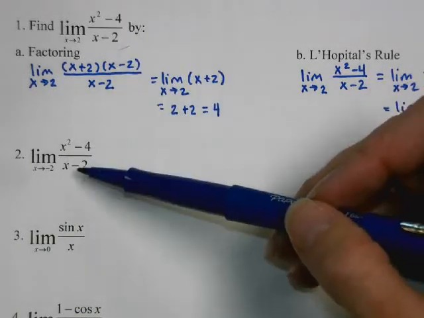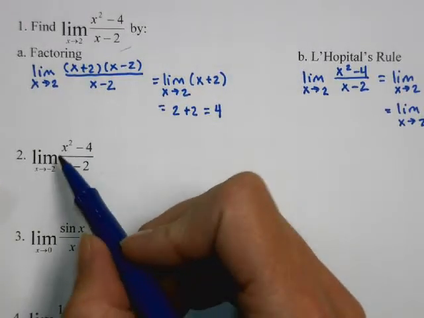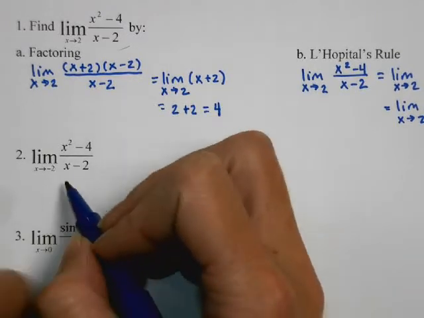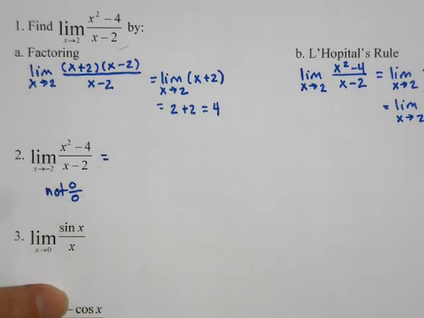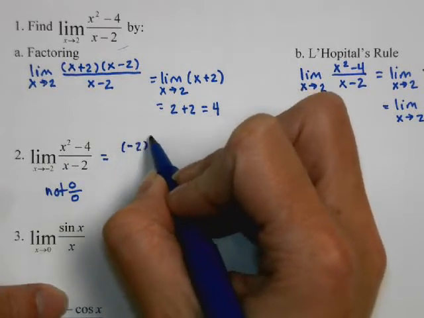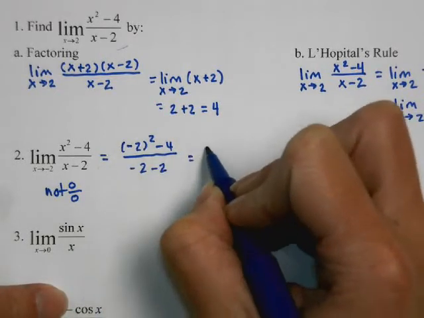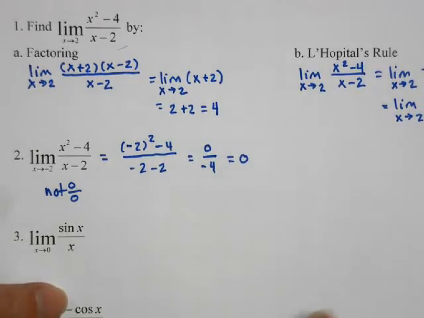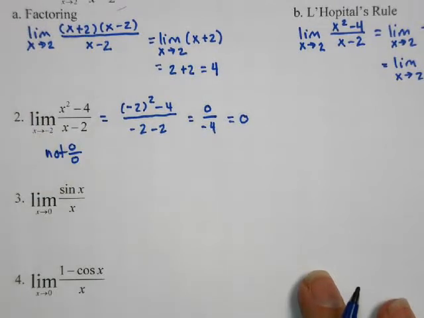This next one is the same equation, but rather than going to 2, we're going to negative 2. So if I plug negative 2 in, I'll get a 0 on the top, but I am not going to get 0 on the bottom. So this is not 0 over 0. So I cannot use L'Hopital's rule, but that's okay. I don't need to, because this is just negative 2 squared minus 4 over negative 2 minus 2, which is 0 over negative 4, which is just 0. So you always have to check for 0 over 0 before using the rule to find the limit.